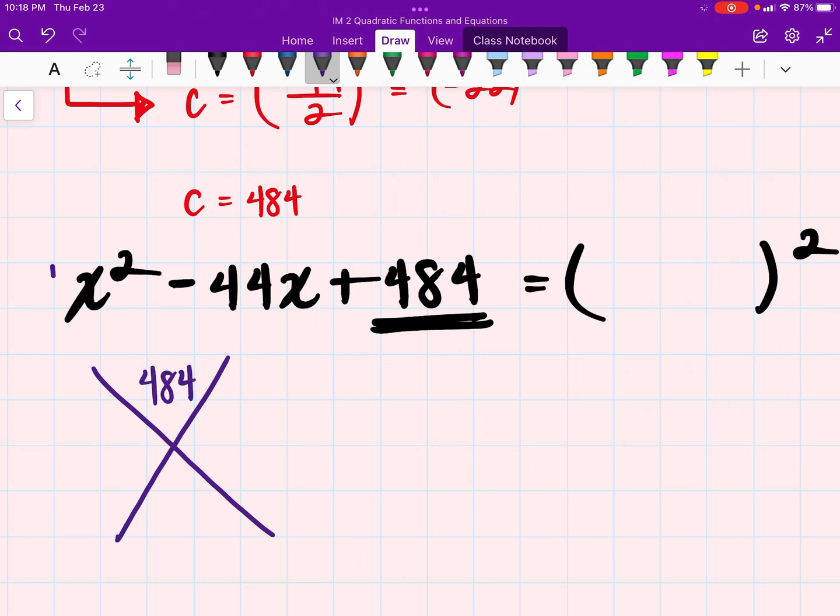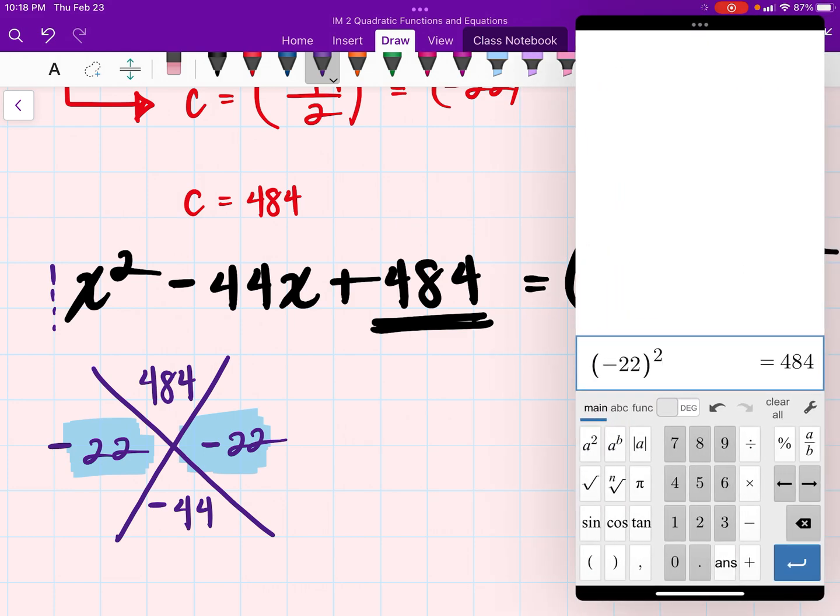Because it's 1 in this case, the leading coefficient is 1, and we have a negative 44 on the bottom. Now, we're looking for two numbers that are going to multiply to the top and at the same time add to the bottom. I know both of those numbers are going to be negatives, and in this case that's negative 22 and negative 22.